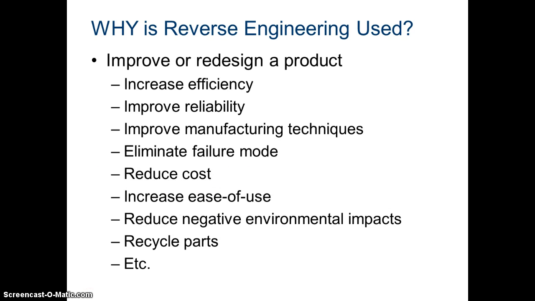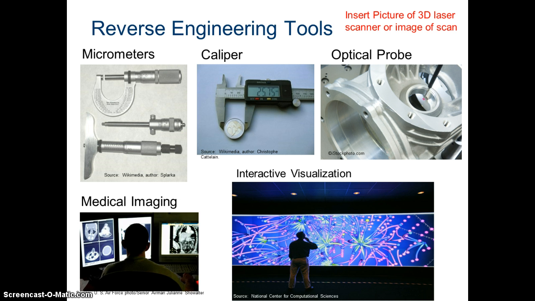So here's another bullet list of why reverse engineering is used. To improve or redesign a product to increase efficiency or reliability, improve manufacturing techniques, eliminate failure modes, reduce cost so we can increase profits. Also need to increase the ease of use, reduce negative environmental impacts, especially with pollution and the push towards green, whether parts can be made out of recycled materials or not.